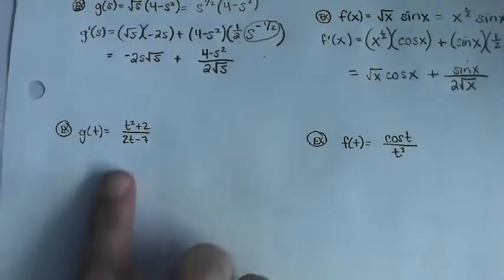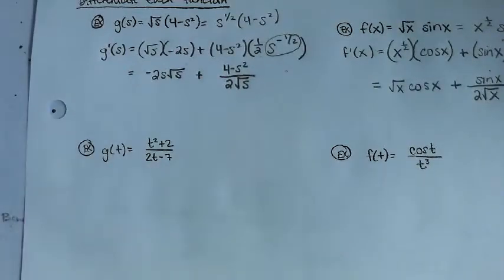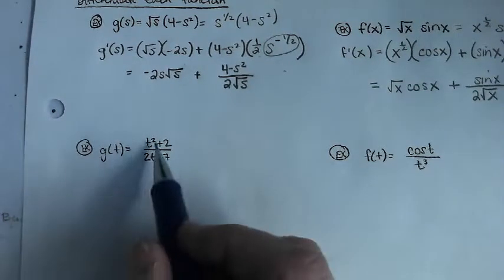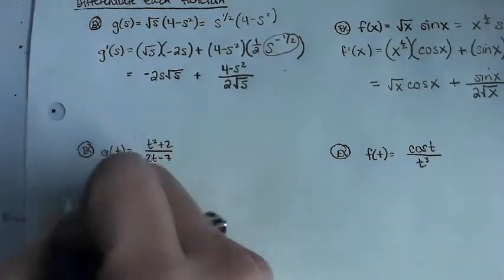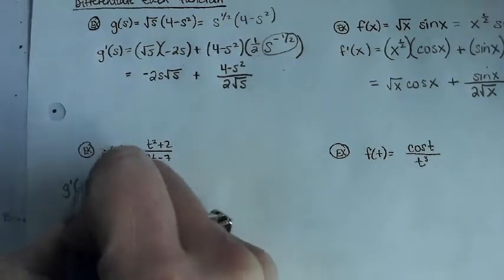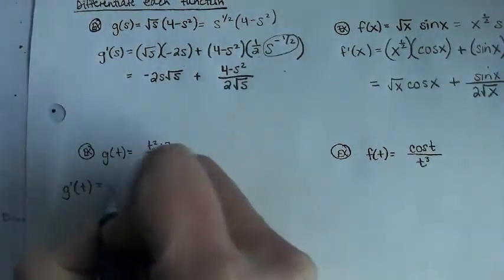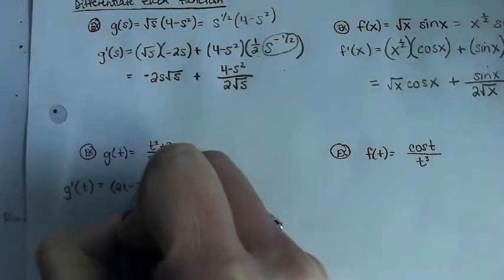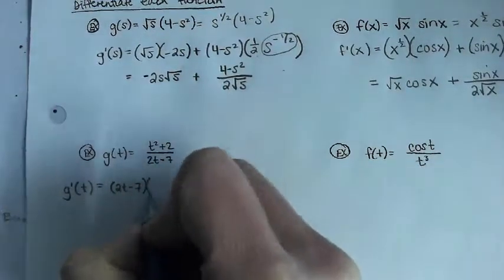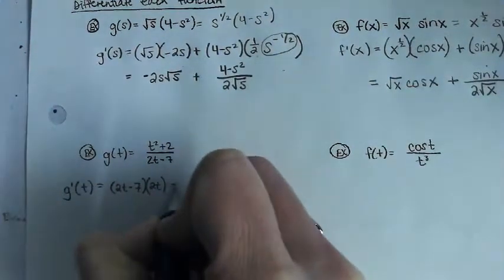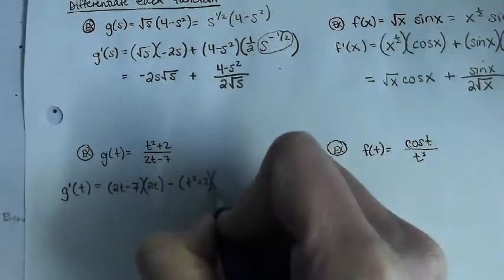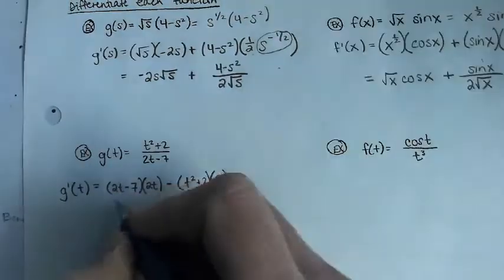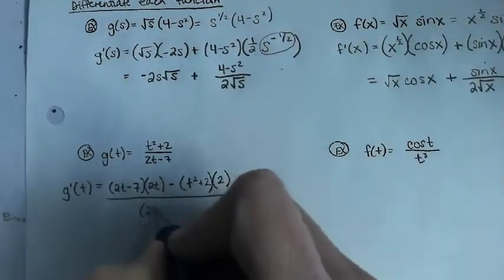So for our quotient rule, again, you can't avoid it here. I don't think I need to rewrite anything here, so we're going to do our bottom times the derivative of the top, which is just 2t, minus the top times the derivative of the bottom, which is just 2, all over your denominator squared.